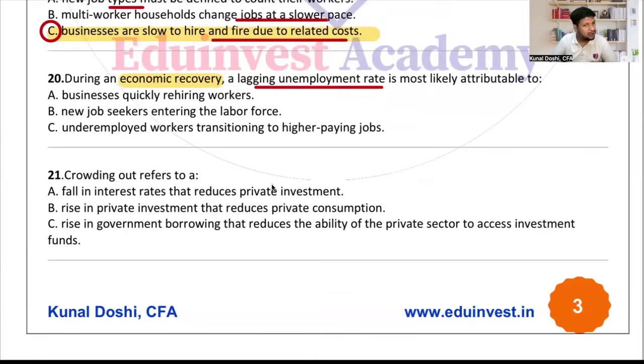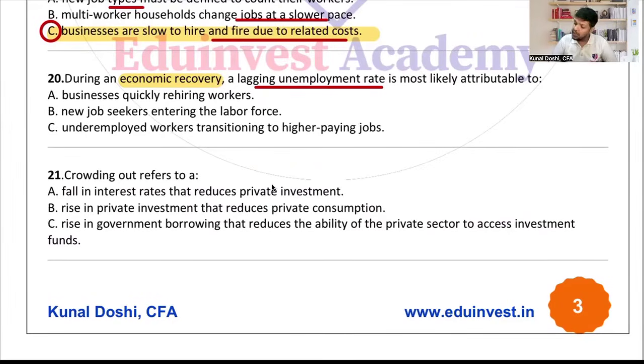First of all, what happens? Unemployment rate, as I said, is a lagging indicator. Businesses are slow to hire and fire, so you will see its effect later. Is it most likely attributable to businesses quickly rehiring workers? Do they quickly do that? No. New job seekers enter the labor force, underemployed workers transitioning to higher paying jobs. That happens at the peak of the business cycle. That doesn't happen in the greatest time, right?